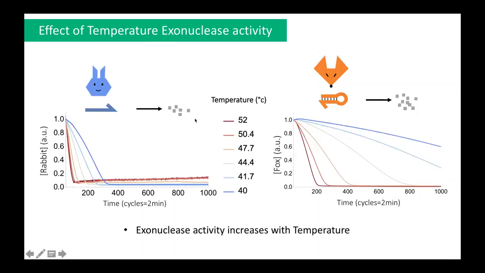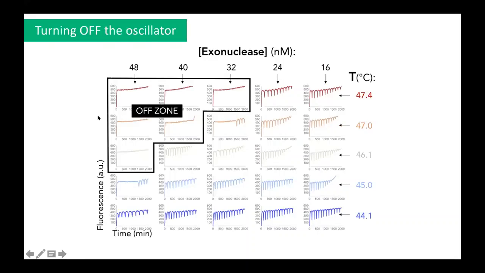Here I'm going to give you two examples. At the beginning, you just put a specific concentration of rabbits, for instance, and the enzyme destroys them. You see that at low temperature, it takes a rather long time, but the more you increase the temperature, the faster it is. And that's true for both rabbits and foxes. So by increasing the temperature, you increase the exonuclease activity. And we can see this in this phase diagram. Thanks to that, we can turn off the oscillator.